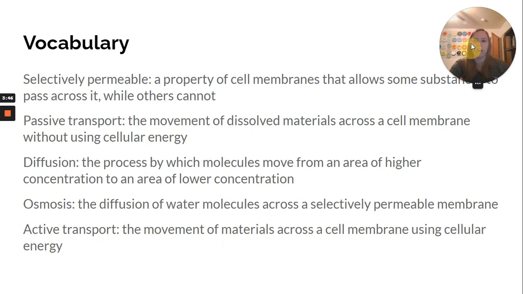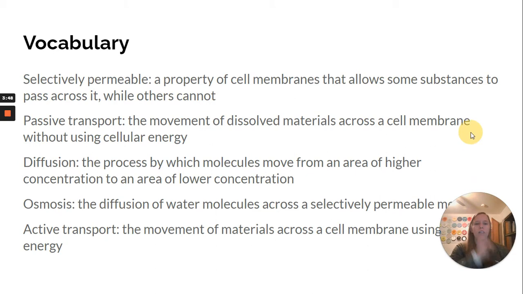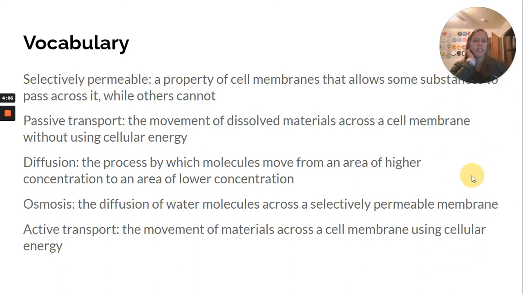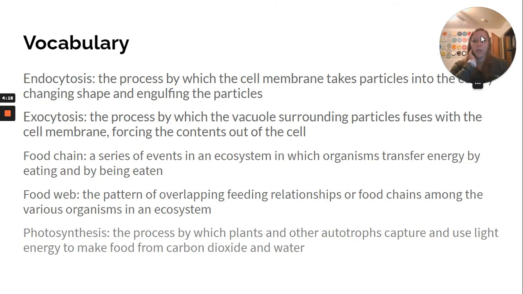Selectively permeable, a property of cell membranes that allows some substances to pass across it while others cannot. Passive transport is the movement of dissolved materials across a cell membrane without using cellular energy. Diffusion is the process by which molecules move from an area of higher concentration to an area of lower concentration. Osmosis is the diffusion of water molecules across a selectively permeable membrane. Active transport is the movement of materials across a cell membrane using cellular energy. Endocytosis.